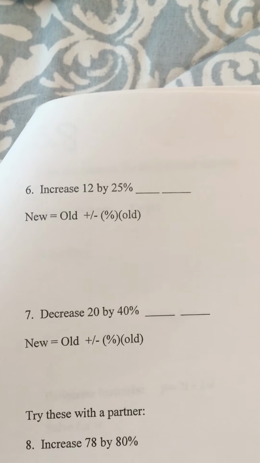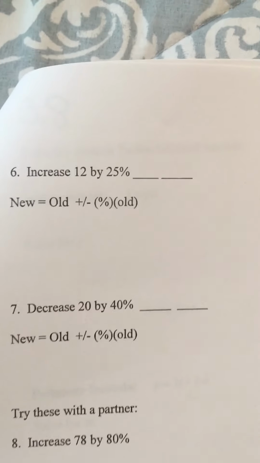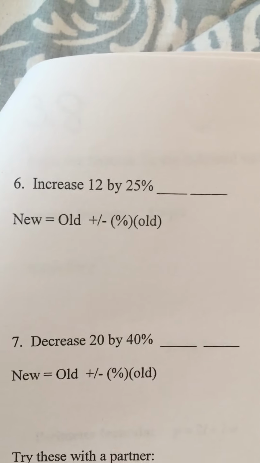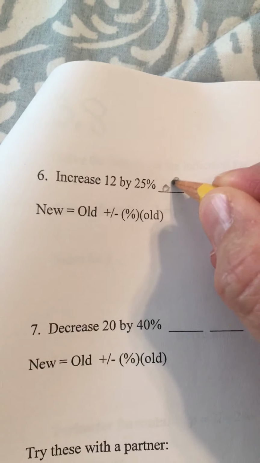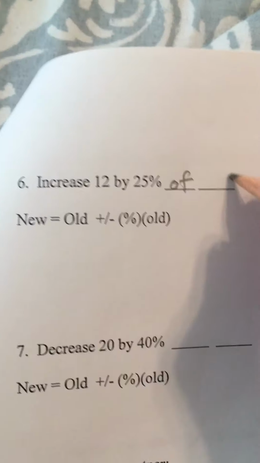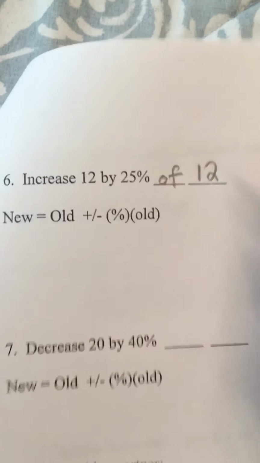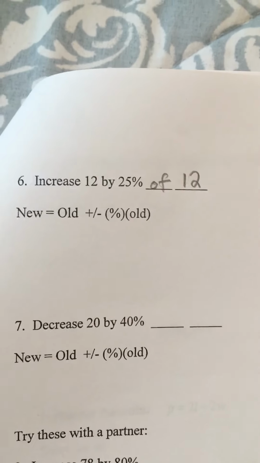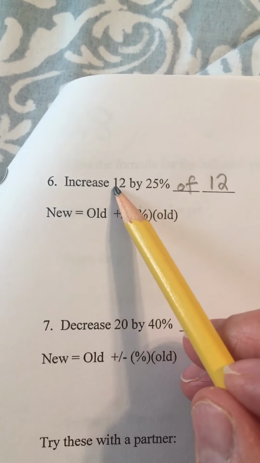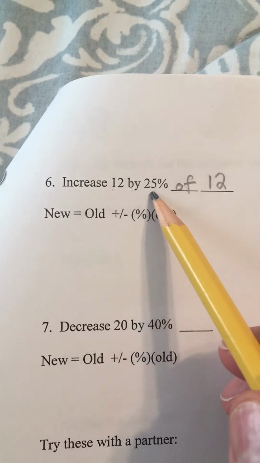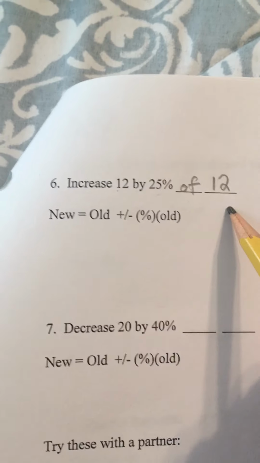And so two words are left out of this when they say increase 12 by 25%. What they really want you to do is increase 12 by 25% of 12. And when we write it like that, you know exactly what to do. You take 12 and you add 25% of 12.